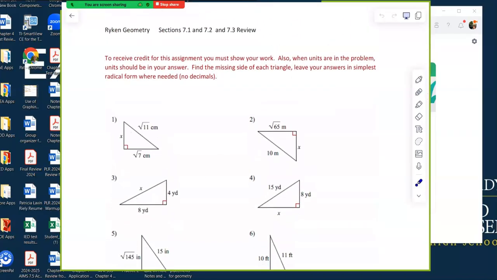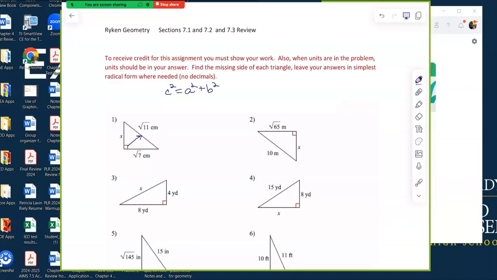Okay, so what I'm looking at right here, these are all right triangles. And since they're right triangles, they're going to follow the Pythagorean theorem. The Pythagorean theorem is the following: c squared equals a squared plus b squared. But you need to figure out what is the c side. It's always the biggest side, which is the side across from the right angle.